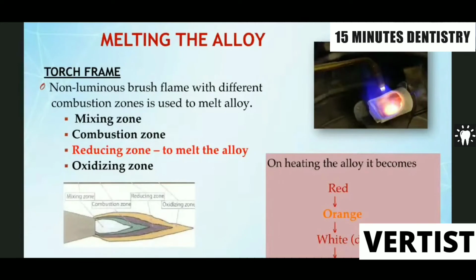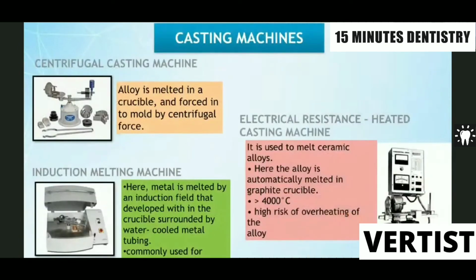So a flame has 4 zones. You are all aware: the mixing zone, the combustion zone, the reducing zone, and the oxidizing zone. Now, which is the zone of the flame which you are going to use to melt the alloy? It is the reducing zone. So please remember that.